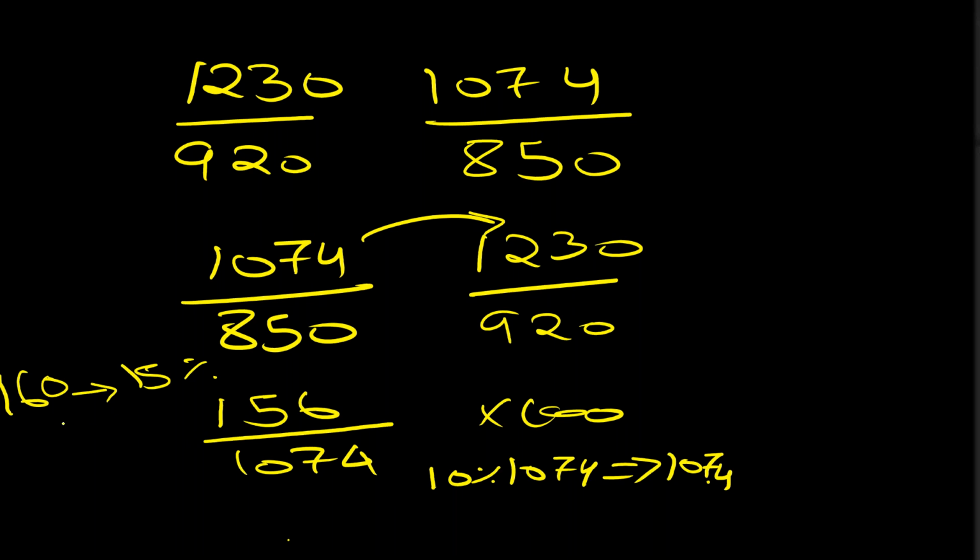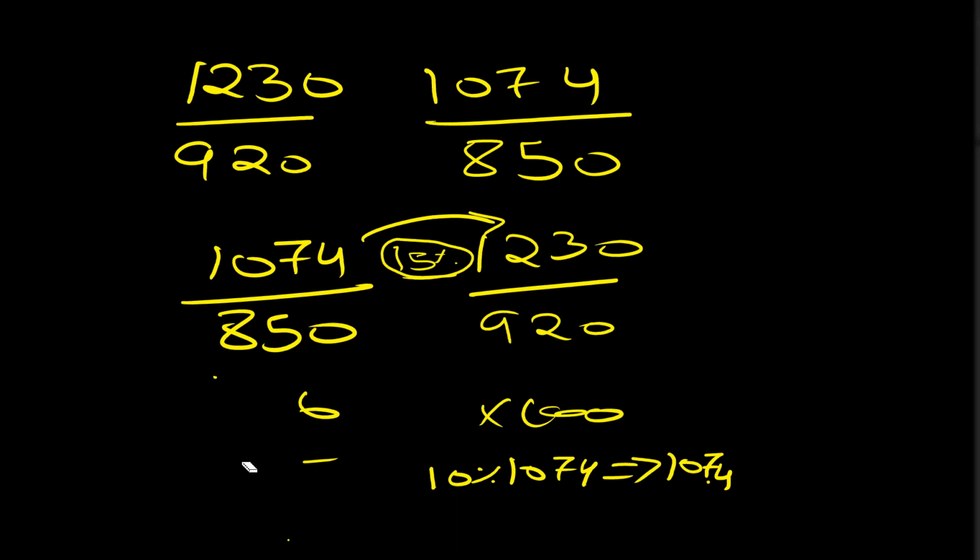Now I got one thing. From 1074 to 1230, it is increasing around 15 percent, approximately 15 percent. Can you understand? Now I'm going to calculate for the second thing.